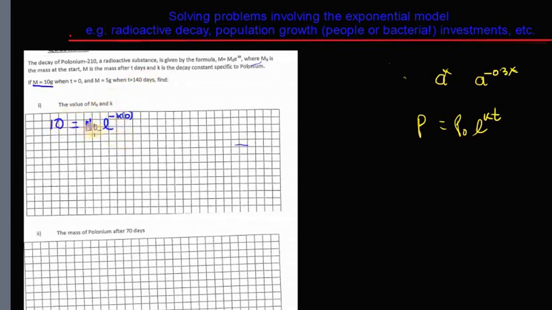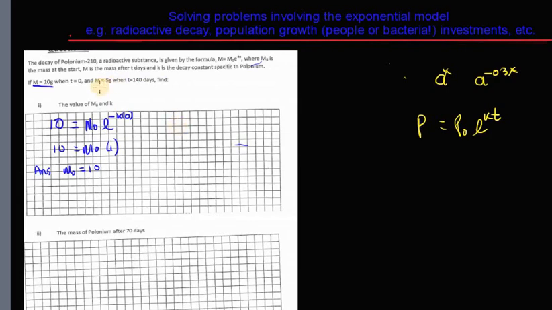Okay, so I'm going to have this. e to the power of minus K times 0 is equal to 1. So 10 is equal to M0 by 1 if you like. So that's my answer. M0 is equal to 10. Okay, the second part of the question, find the value of K.